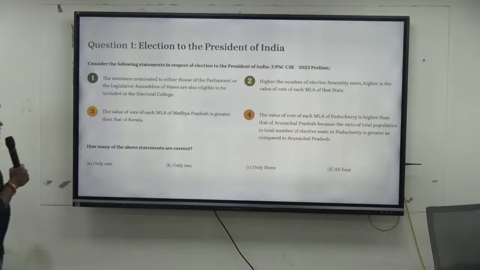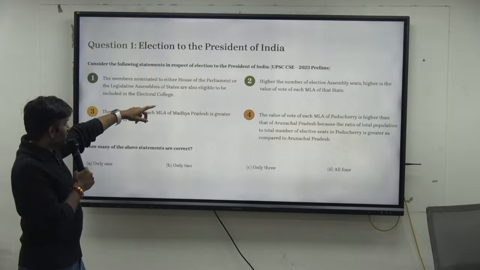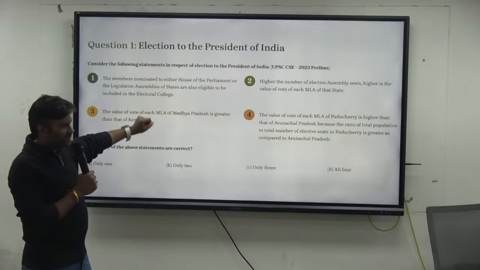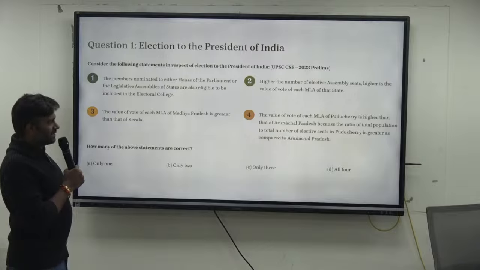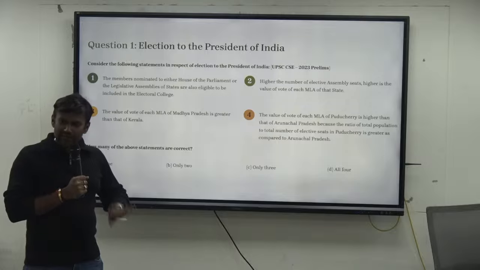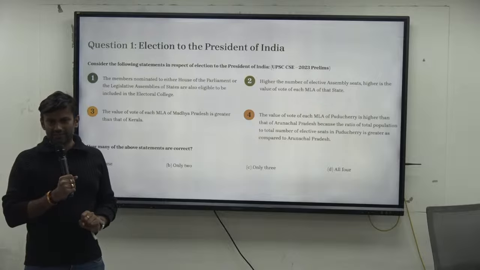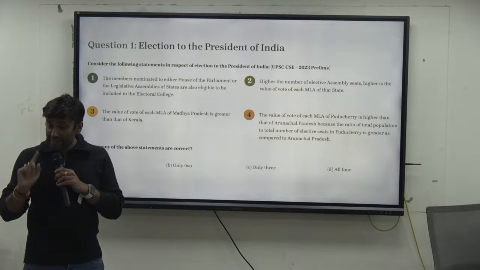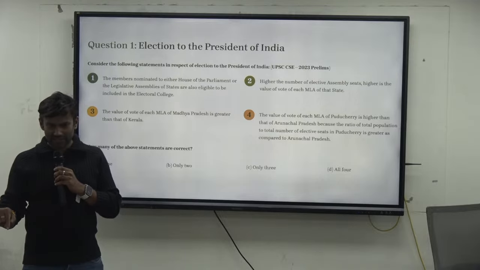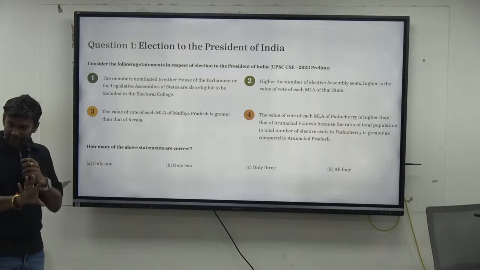Consider the following statements with respect to election of the President of India. The members nominated to either house of the parliament or legislative assemblies are also eligible to be included in the electoral college. Incorrect. The higher the number of legislative assembly seats, the higher is the value of each MLA's vote of the state. Tell me now, logically, can this statement be correct or wrong? Right. Because we are determining the vote not just based on the number of MLAs, but also on the population of the state. Proportional representation means the same. So that statement cannot be correct.